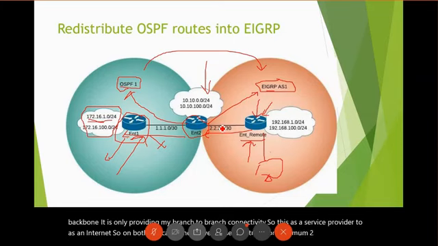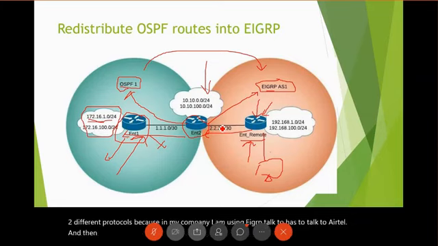Because in my company, I am using EIGRP, so the EIGRP has to talk to Realtel. Then they in turn will send these routes into BGP, because they have to communicate with my remote branch offices. So they have to use BGP. Okay, it's an example to show that two different protocols are mandatory in big companies.